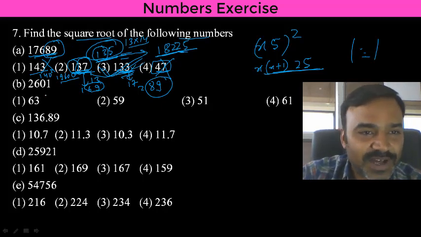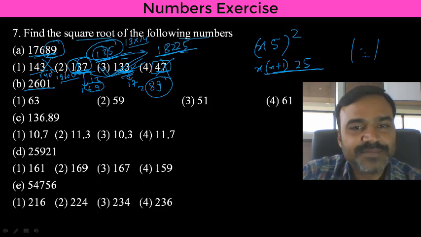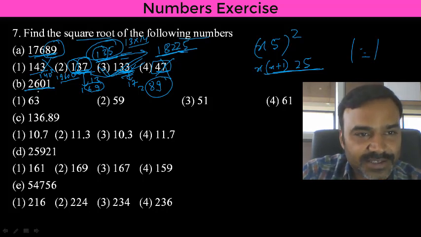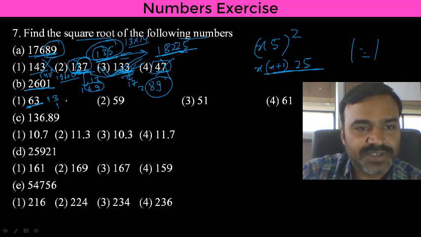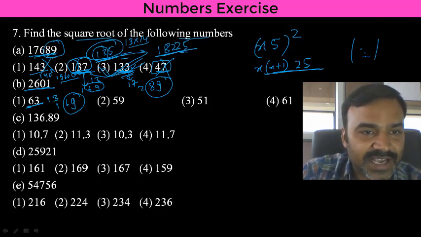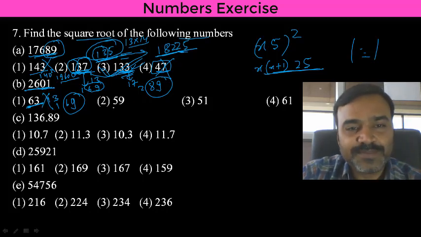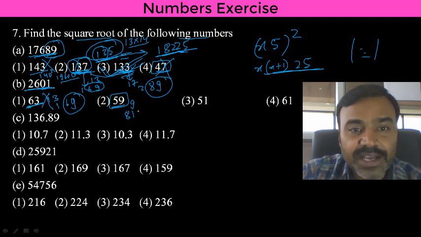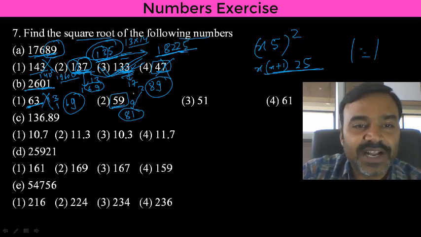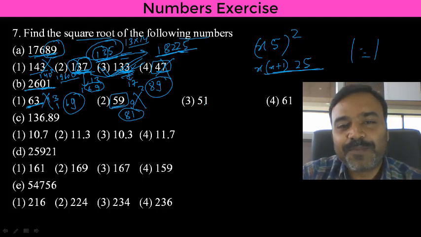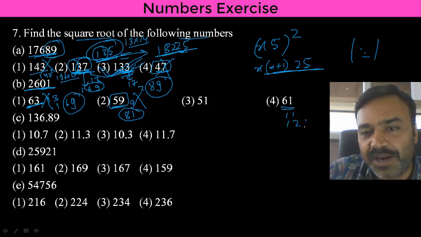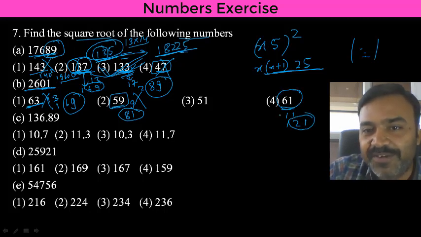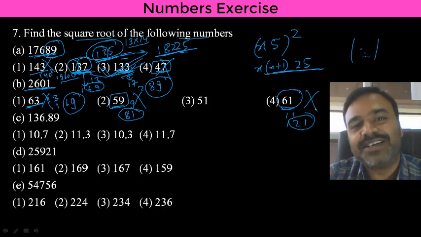Alright, let's take up the next one. 2601. Now if you look at the options, from 63, the difference from 50 is 13. 13 square is 169. See, in the end, it should have 69. Here it is 01, so 63 cannot be the answer. 59, difference from the nearest 50 is 9. 9 square is 81. So in the square of 59, we must have 81 in the end. So 59 also cannot be the answer, because we have 01. Okay. Now 61, difference from 50 is 11. 11 square is 121. So in the square of 61, we should have 21 in the end. So 61 also cannot be the answer.